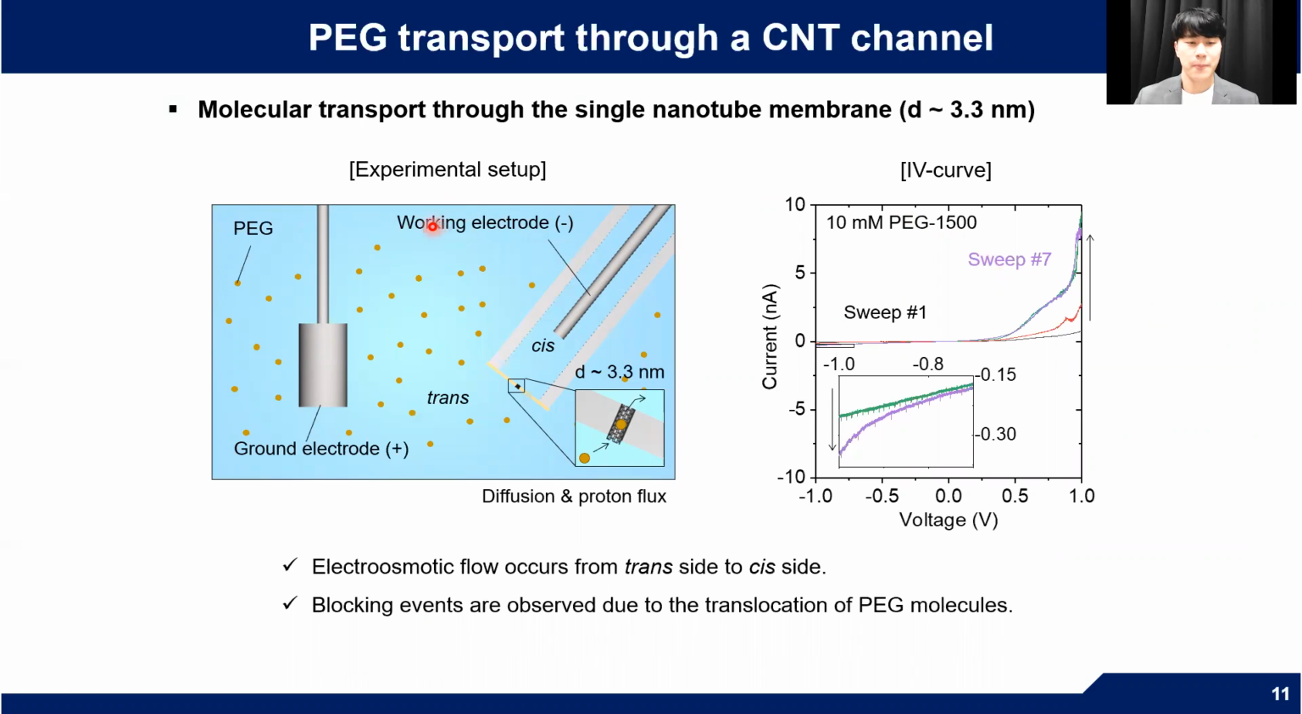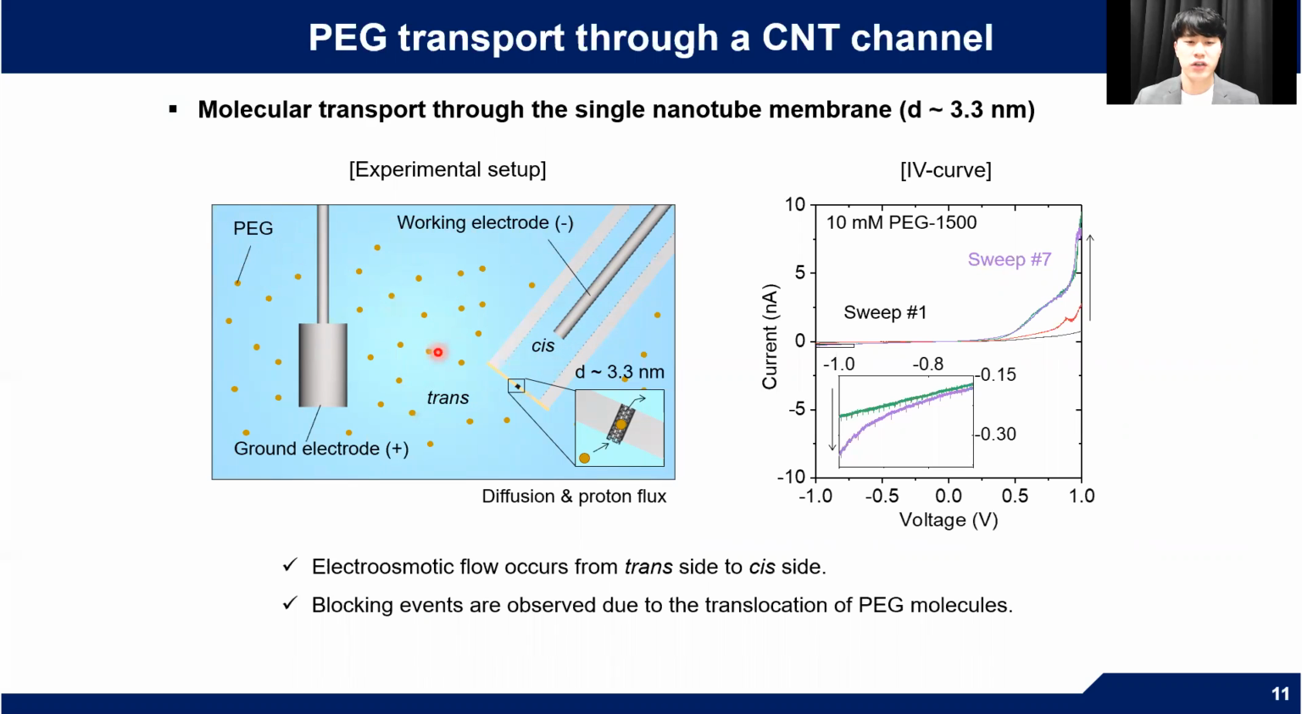So for the experimental investigation, we use polyethylene glycol molecules, one of the widely used molecules in polymer physics. Then we dissolve the polyethylene glycol in the trans side, and we apply the negative potential to the cis side to observe the translocation event of PEG from trans to the cis side.